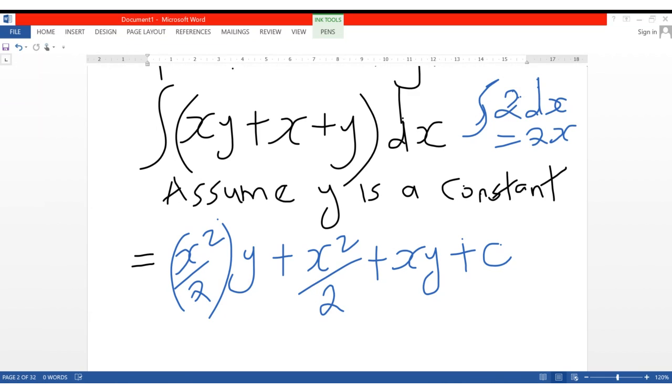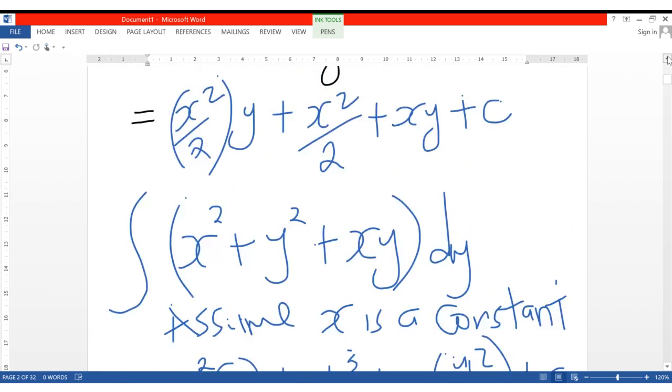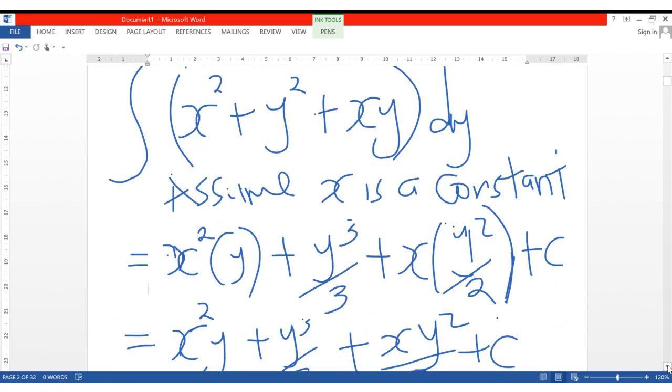Okay, let's do this, because the interruption made me have to repeat that one. So we are on number 2. We are integrating in terms of y, x squared plus y squared plus xy dy. We said we shall assume x as a constant, where you have x squared it is a constant, so you'll end up just with y. Then the normal way you integrate using the power rule, you'll have y to power 3 over 3, and then you'll have y squared over 2.